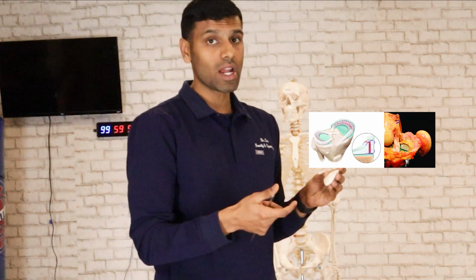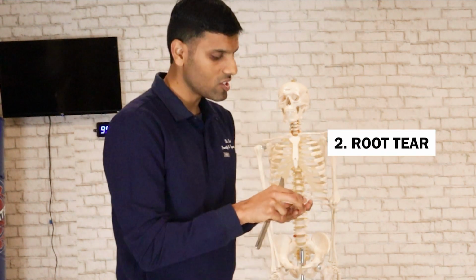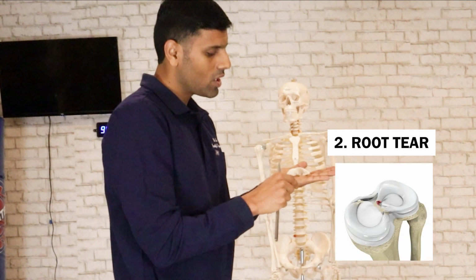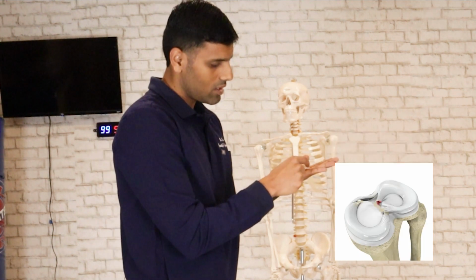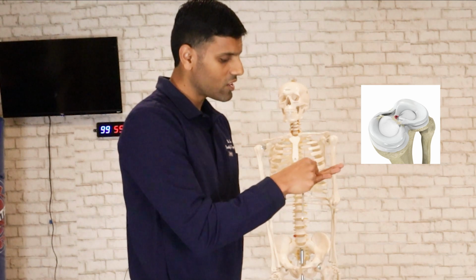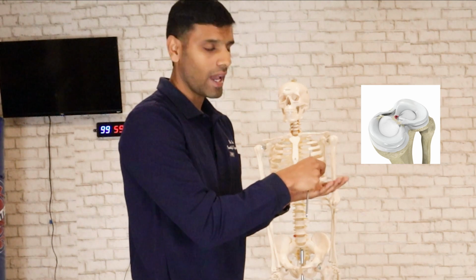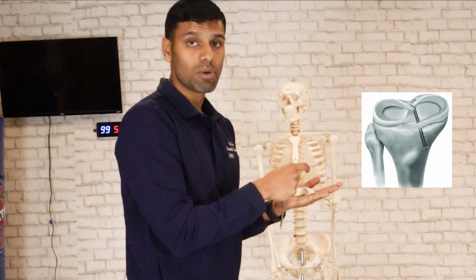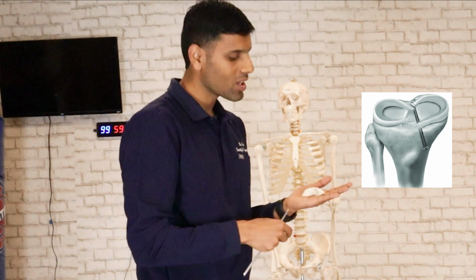The other type of tear that we see is called a root tear. So let us say this part of the meniscus here is attached to the bone, and this part here is attached to the bone. So let us say one part comes off, and this is what we call a root tear, then it makes sense to suture this root back to the bone, and thereby the meniscus can do its job.